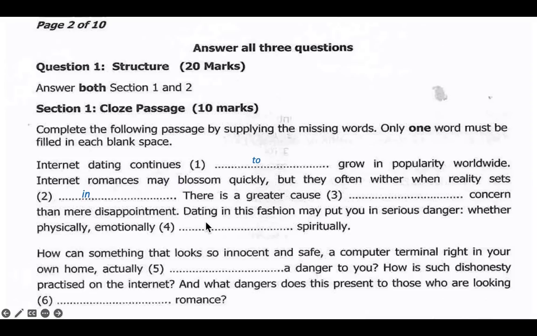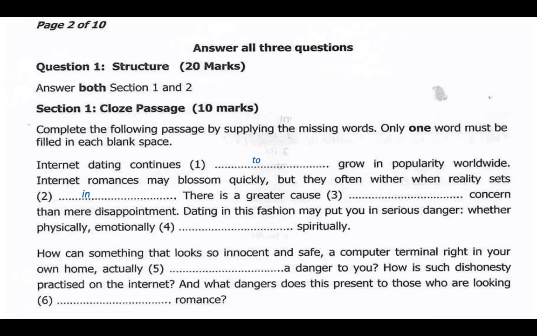Okay, then let's look at this part here. There is a greater cause of, okay, we can say there is a greater cause for concern than mere disappointment. So here, if we look at "greater cause for concern," there is concern here. So concern basically is more like a worry, or maybe something that is brought to attention. Okay, so we use the preposition "for."